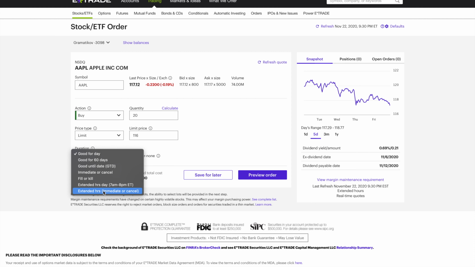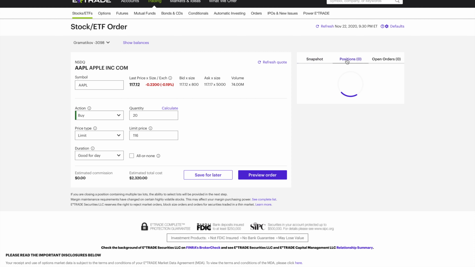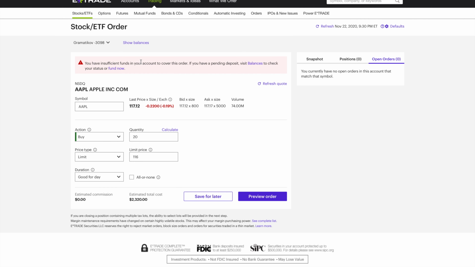And then the other ones, I haven't played with these, but most of them are very self-explanatory. And this is pretty much it. Here on the right side, you can see a snapshot of the price chart. This is a 5-day chart. Next to it, you can see your positions and open orders. So if you place a limit at 116, let's just preview this order. Oh, now it gave me that I don't have the funds.